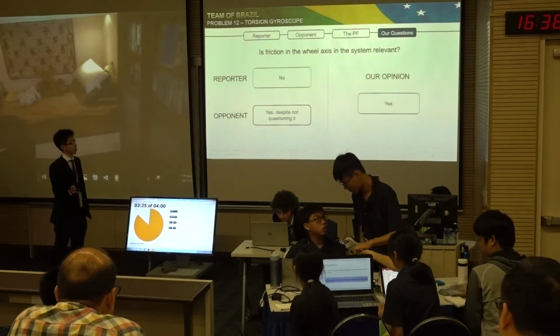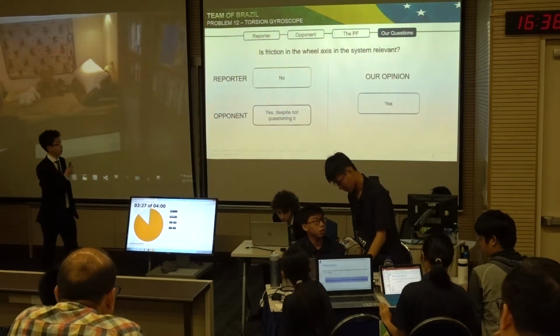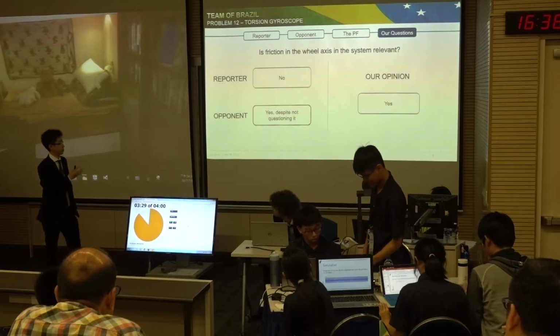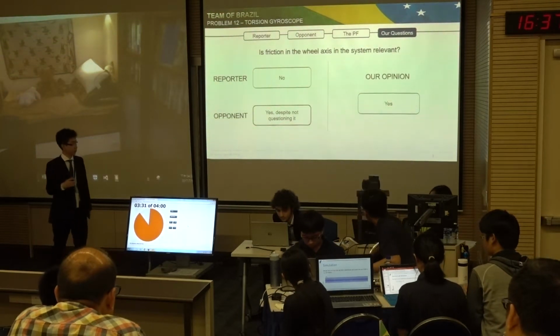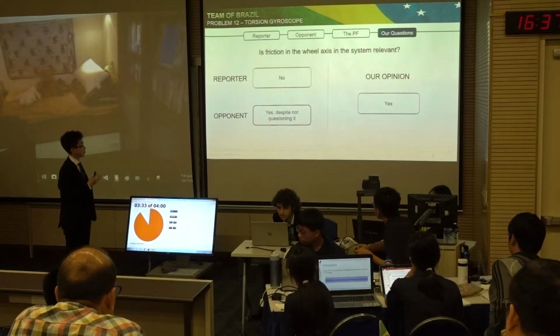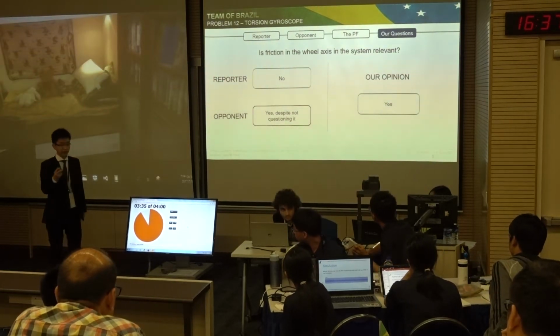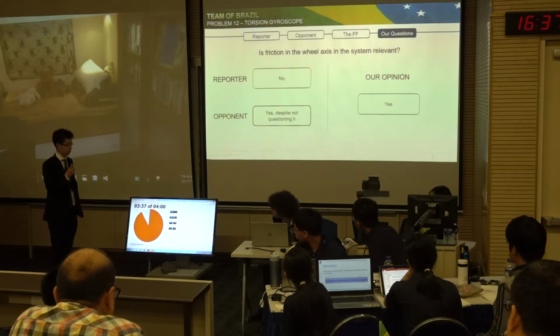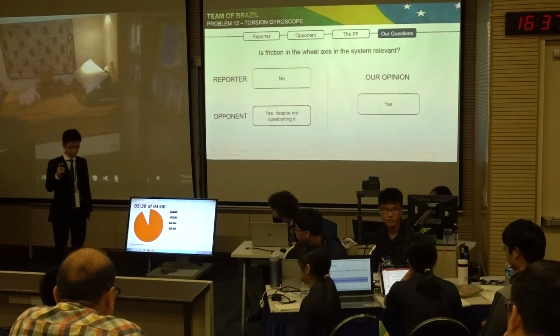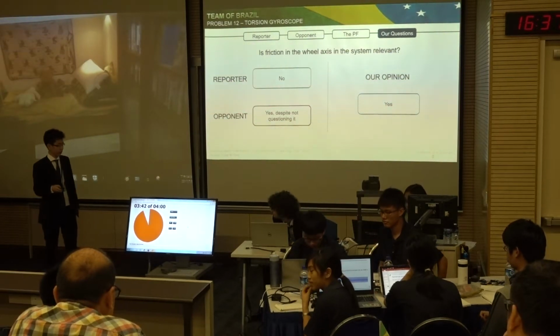Is friction in the wheel axis in the system relevant? Well, the reporter said that it is not relevant, and the opponent said yes, despite not questioning it. Our opinion is that it's pretty important because friction decreases the angular velocity of the wheel, and this makes the precession angle change much faster.